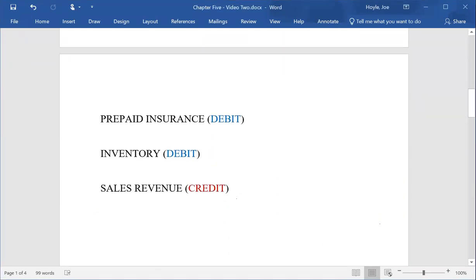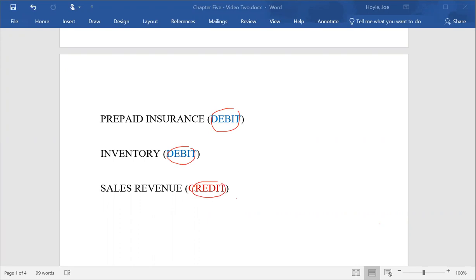So our first 3 are prepaid insurance, inventory, and sales revenue. And just for sake of assistance, I have put in whether the typical balance is a debit or credit.